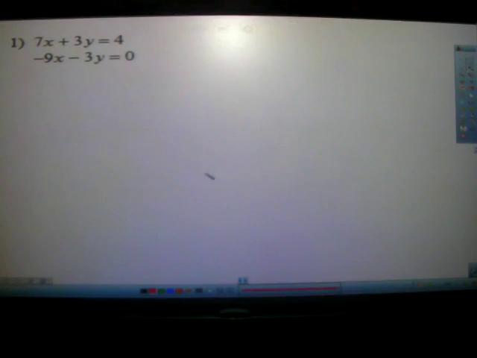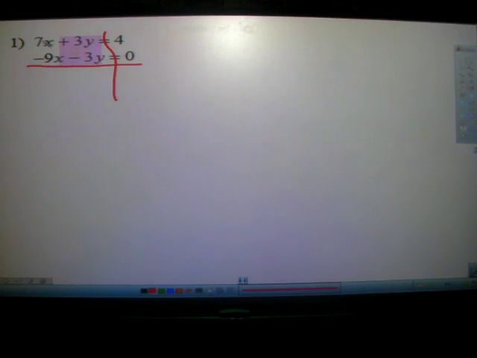Okay, our basic steps. First thing, make sure you check to see neither of them are solved. So we have neither solved. Second thing we're looking for is, does it already have opposites in it? And if we look at this one, notice it already does have opposites with the y's. We have a positive 3y and a negative 3y. So since it already has opposites, I can just go ahead and add my equations together.